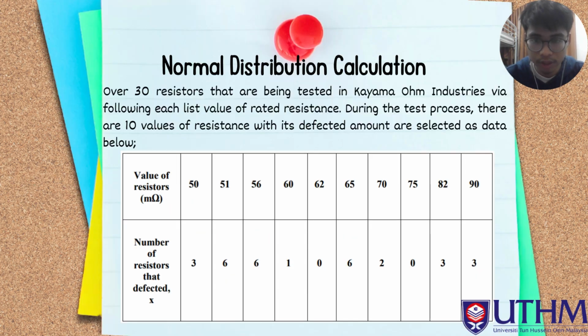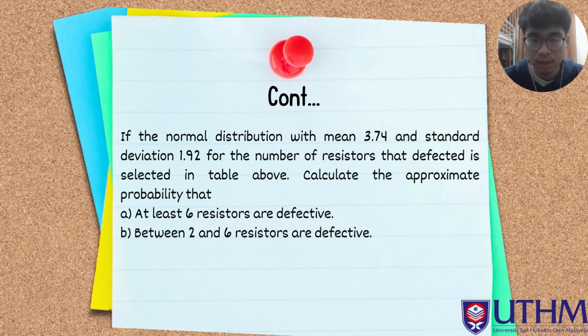For normal distribution calculation, over 30 resistors that are being tested in Kayama Home Industries, we are following each list value of rated resistance during the test process. There are 10 values of resistance with each defected amount selected as data below, where you are given a table of value of resistors and number of resistors that are defected. Given that the mean is 3.74 and the standard deviation is 1.92, we are trying to find the approximate probability of A, at least 6 resistors that are defective, and B, between 2 and 6 resistors that are defective.